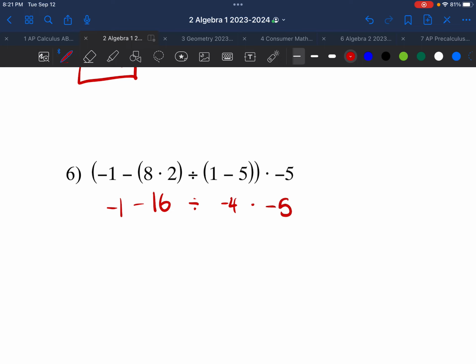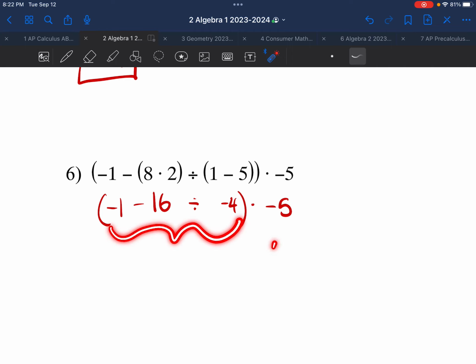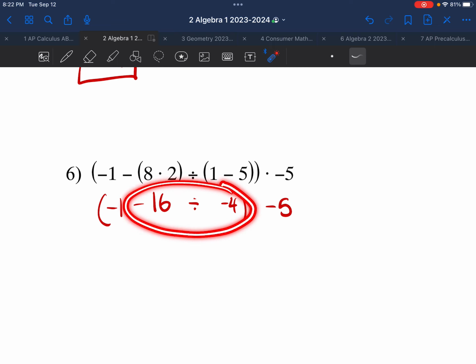Okay, all the parentheses have not been dropped, though, because this set of parentheses still needs to remain. So I'm going to redraw that set of parentheses like so, which means I need to do all of this, and then I'll multiply by negative 5 at the very end. So what do I want to do first? Yes, I want to do the division first. Division happens before subtraction. So first I'm going to say, what is negative 16 divided by negative 4?